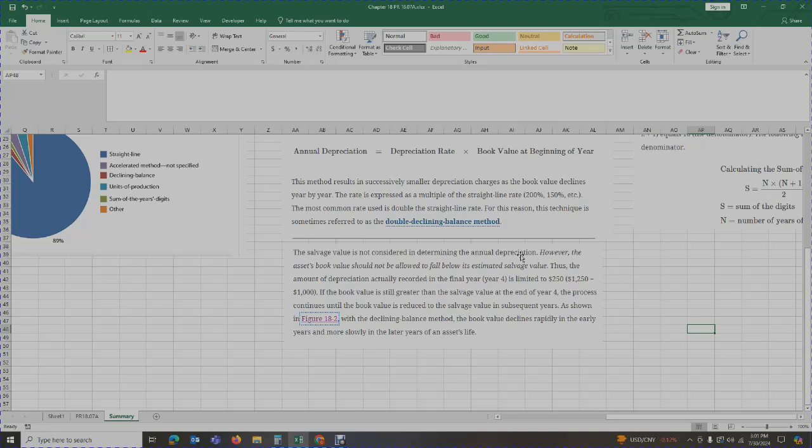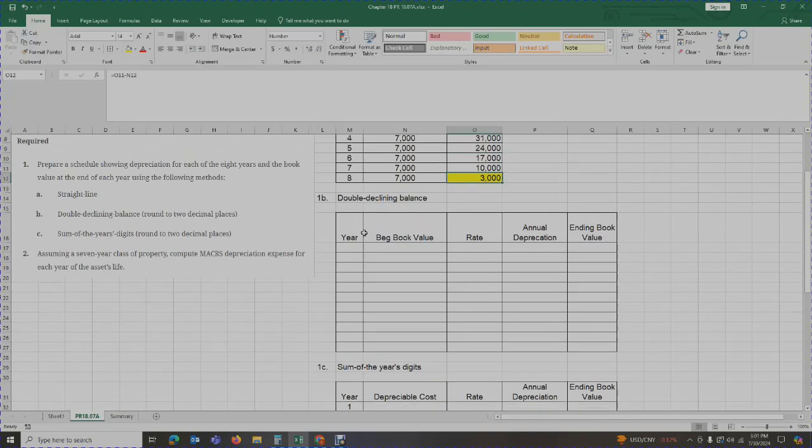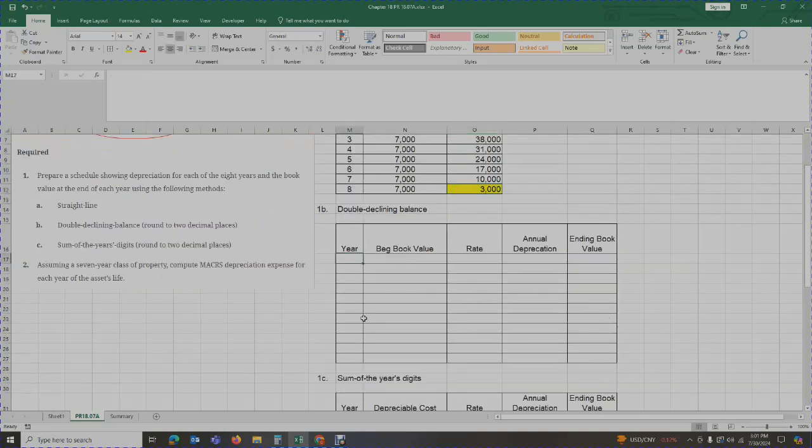Okay? Now, this is very important. If the book value is still greater than the salvage value at the end of the last year, the process continues until the book value is reduced to the salvage value in subsequent years. Okay, so if we reach, and that's what's going to happen in this problem that we're doing, if we reach that final year, and in the problem it's year number 8, if we reach year 8 and we still have a large enough book value, we need to continue depreciating it until we're able to depreciate it to the point where we get to that 3,000 salvage value. Okay, so let's go ahead and do that calculation.